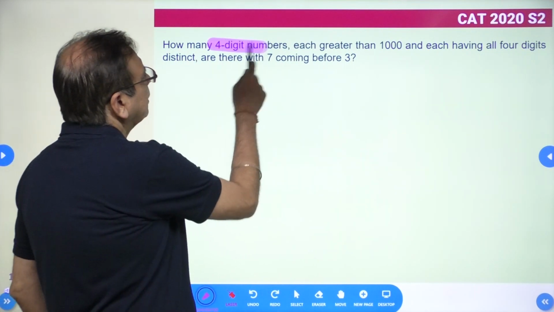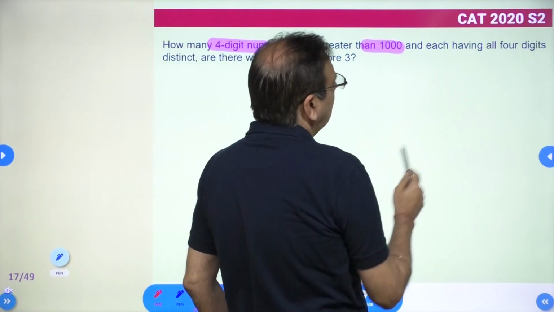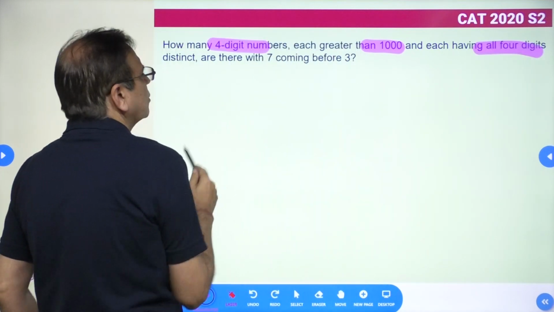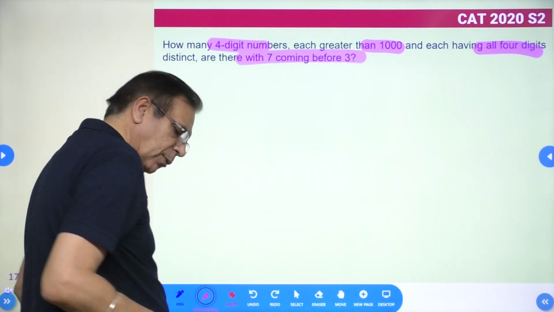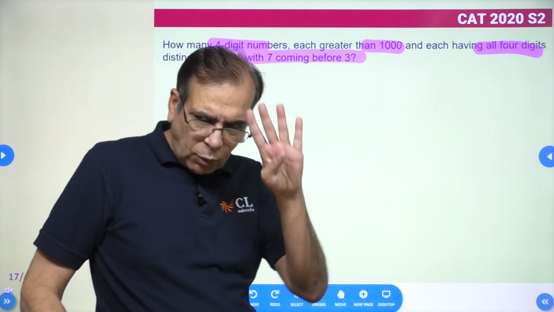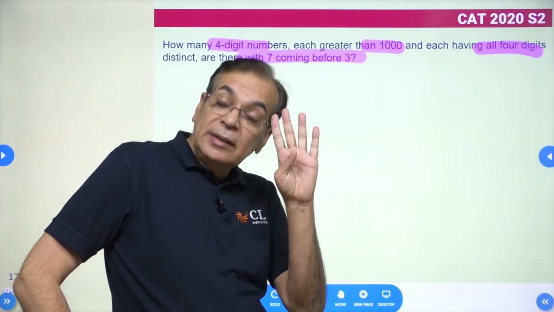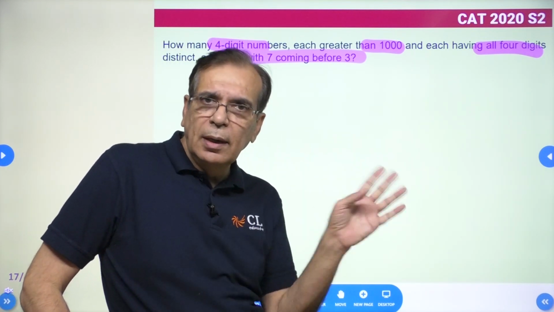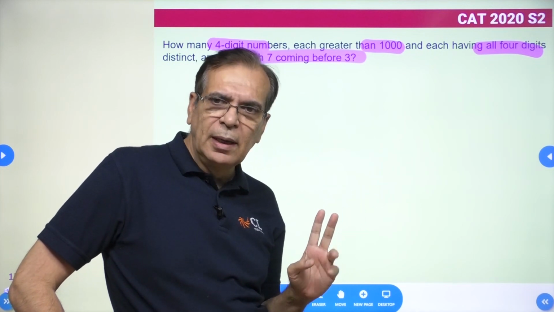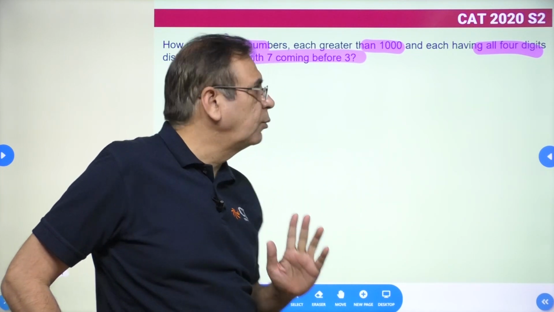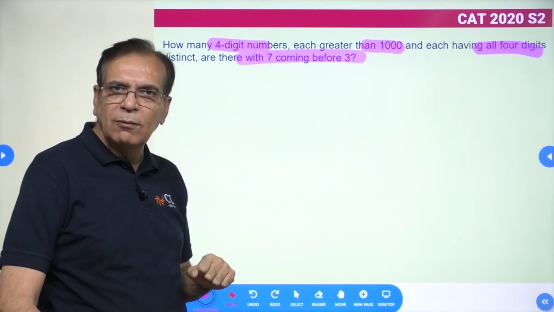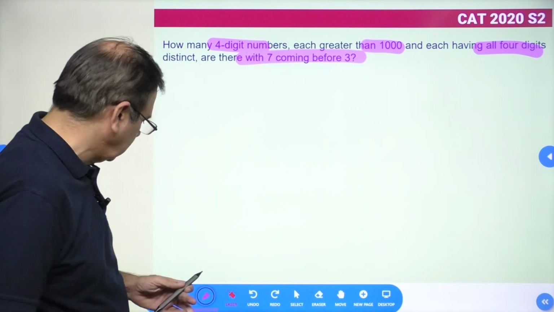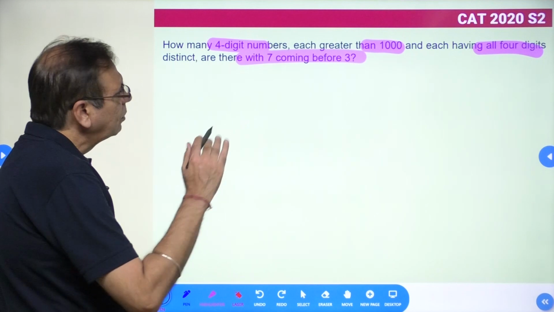How many 4-digit numbers, each greater than 1000 and each having all 4 digits distinct, are there with 7 coming before 3? Okay. So 4-digit numbers, different digits, all of them. In any number, no digit should be repeated. 7 has to come before 3. That means both 7 and 3 have to be there, and 7 has to be before 3. Okay. So let's look at this in a very simple manner.